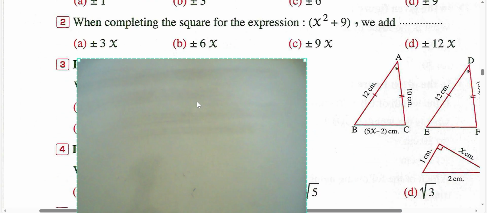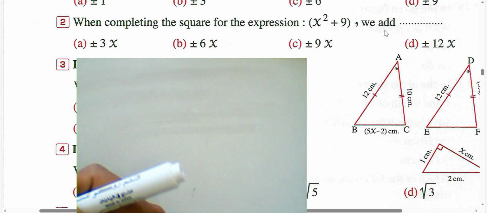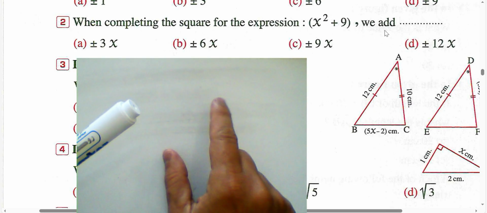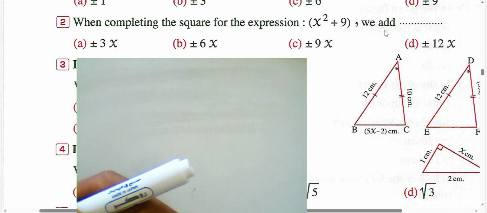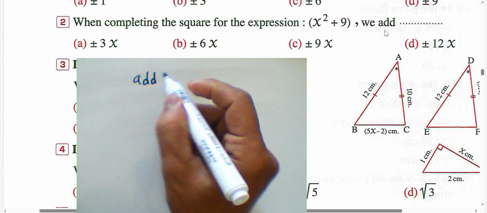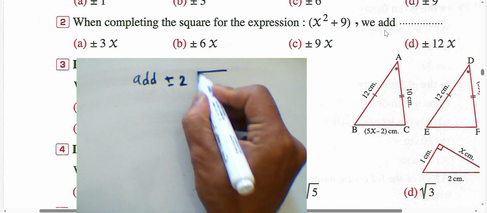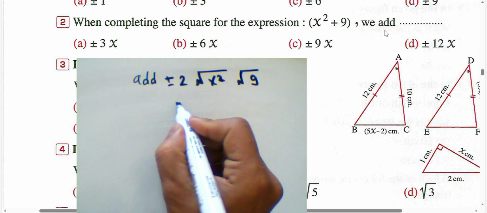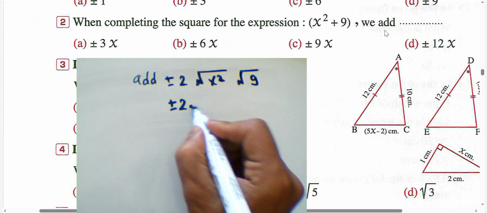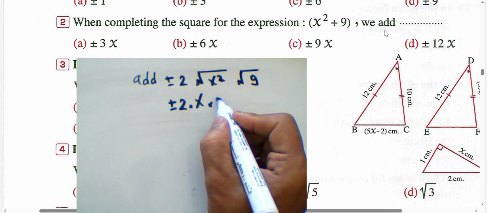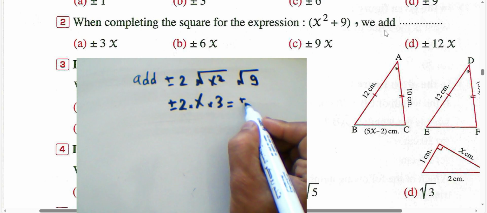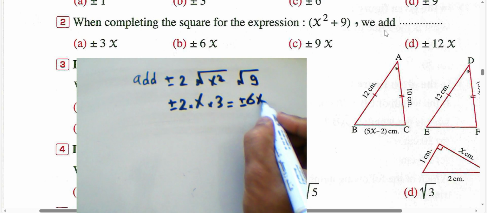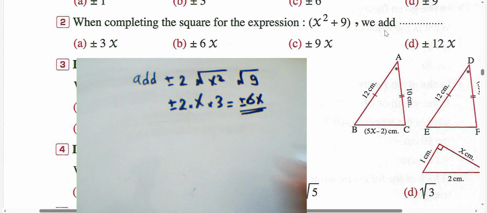When completing the square for the expression x power 2 plus 9, we add what? We must add the middle term by writing positive or negative 2 times the square root of the first times the square root of the third. We must add positive or negative 2 product by square root of x power 2 product by square root of 9. Square root of 9 equals 3. Then we must add positive or negative 2 times 3, which is 6, and write x. The answer will be letter B.